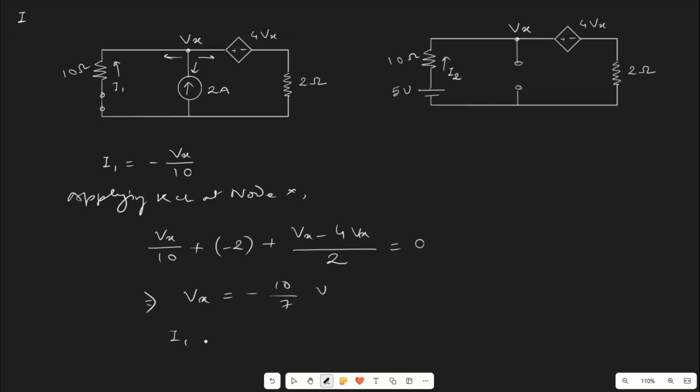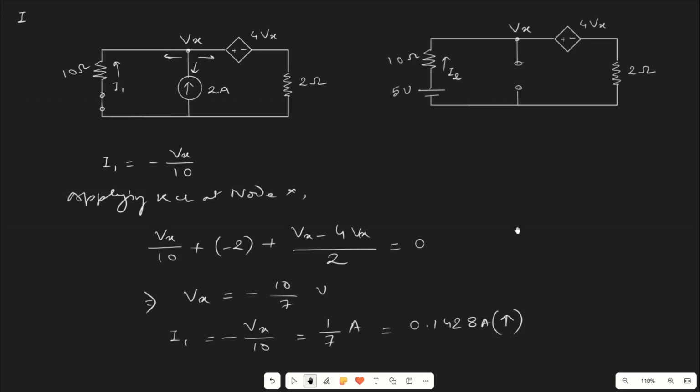So the value of I1 will be, as we have already determined, Vx divided by 10, so it will be 1 by 7. This is also minus, this is also minus, so minus minus becomes plus, so 1 by 7 ampere, which is 0.1428 ampere in the same direction.